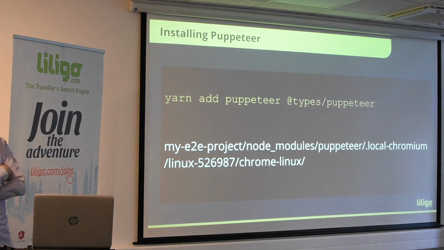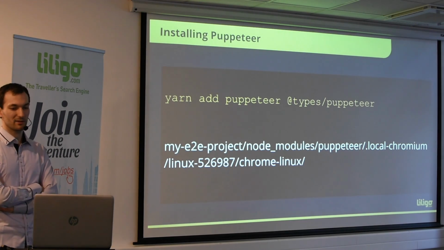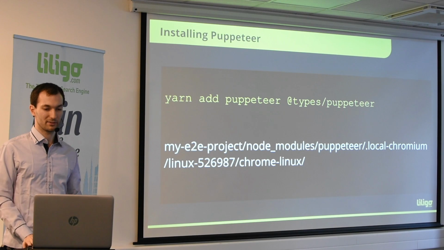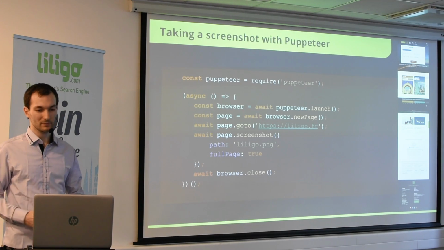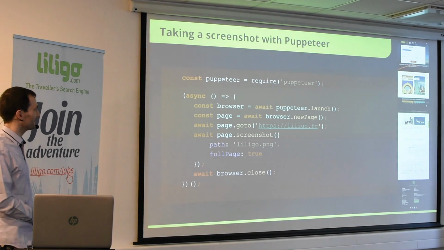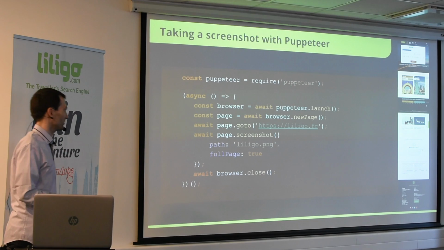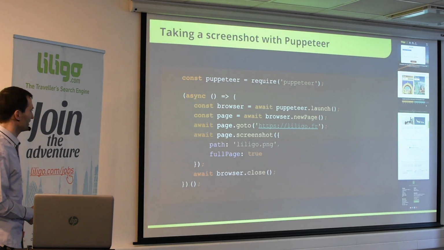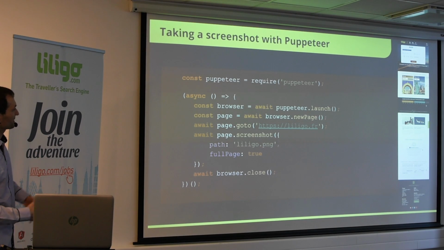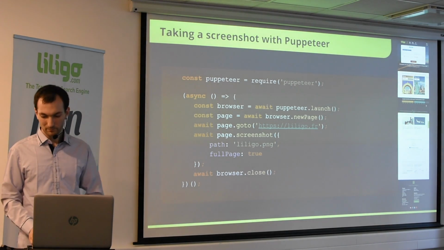So when you install Puppeteer, it comes with a Chromium binary that it installs under your node modules. Taking a screenshot with Puppeteer looks like this. You open up a browser, open a new page within the browser, navigate that page, and then just take a full screenshot and then save that out as logo.png, and then you close the browser.